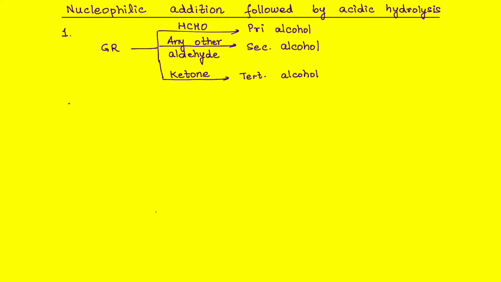So we have Grignard's reagent, as you can see clearly over here. Grignard's reagent plus methanal, or formaldehyde, gives us a primary alcohol. Grignard's reagent on reaction with any other aldehyde followed by hydrolysis gives us a secondary alcohol. So we can have a 1 degree alcohol, a 2 degree alcohol, or if you treat Grignard's reagent with a ketone, we will have a tertiary alcohol.